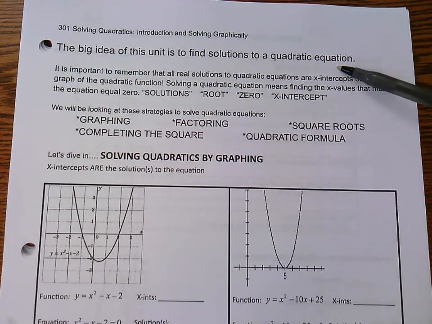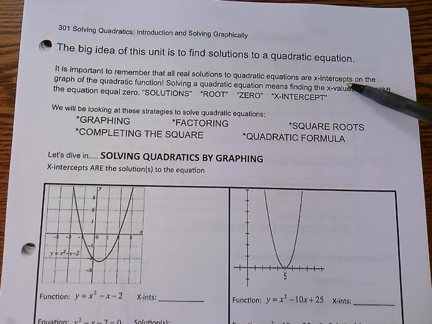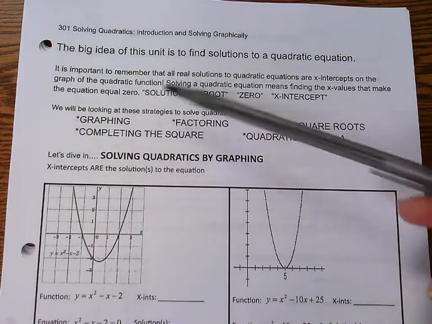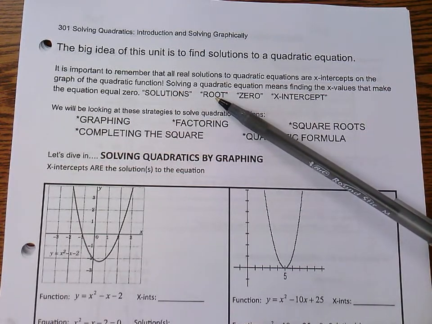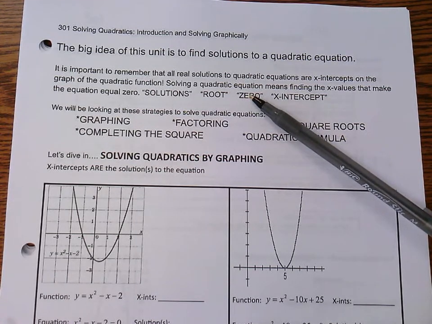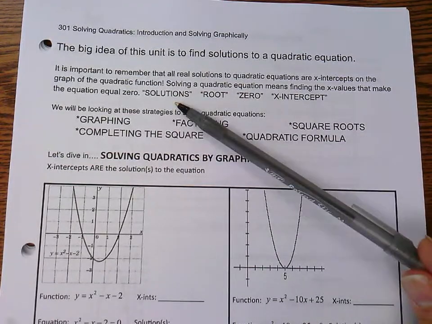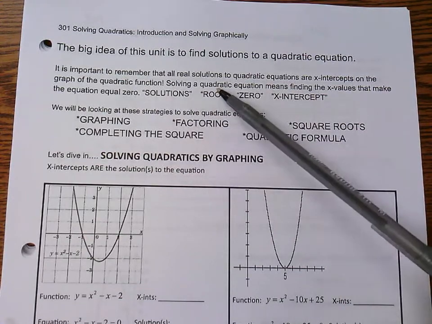So the big idea of this unit is to find solutions to quadratic equations. It's important to remember that all real solutions are just x-intercepts on the graph. And solving a quadratic just means the x value that makes the equation equal 0. So whether a question asks you to find the solutions, the root of the quadratic, the 0, like on your calculator, second calculate 0, the x-intercept, those are all referring to the same thing. So whether they ask you for one of these 4 words, they're all interchangeable synonyms of each other.